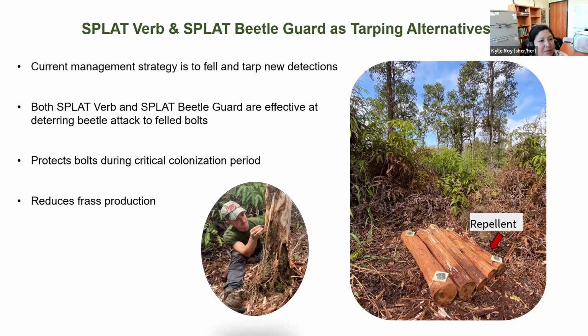His project was able to show that both Splat Verb and Splat Beetle Guard were effective at deterring beetle attack to fell bolts. And there's really this critical colonization period when beetles will go to the freshly cut wood, and they were able to protect the bolts for that critical colonization period. And he was also able to show that it significantly reduced the amount of frass that was put out into the environment post-felling.